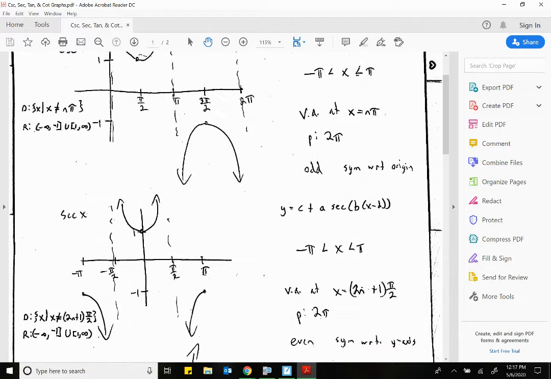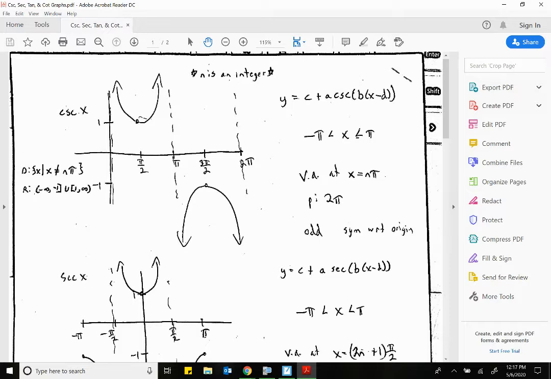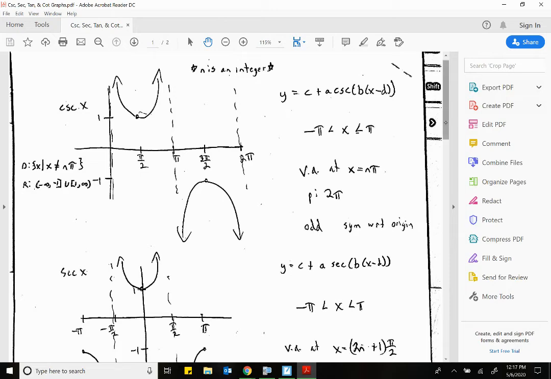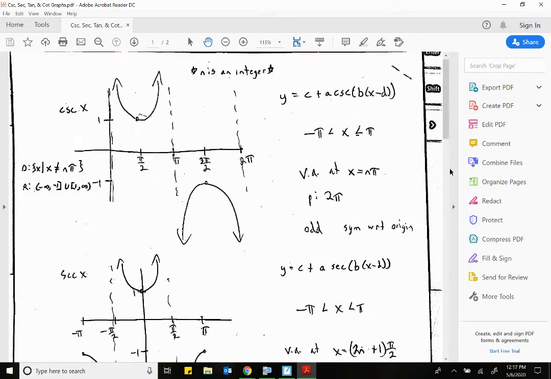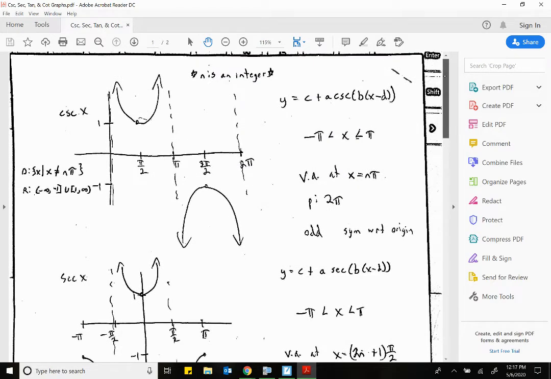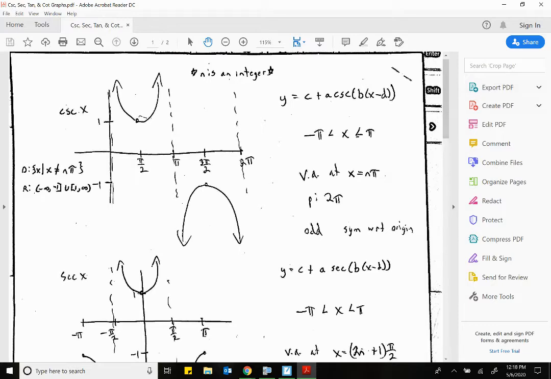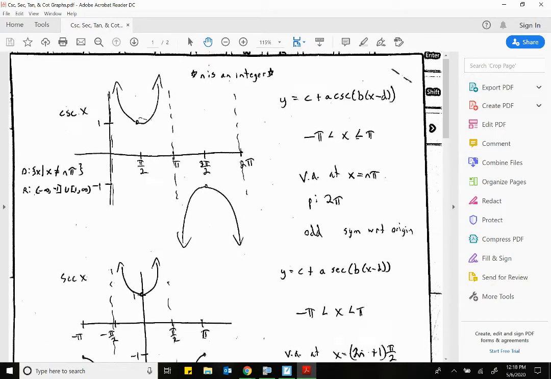So know that cosecant and secant have the same intervals, or the period of 2 pi. Remember, cosecant starts at 0. Secant starts at negative pi. And the same thing down here for tangent.